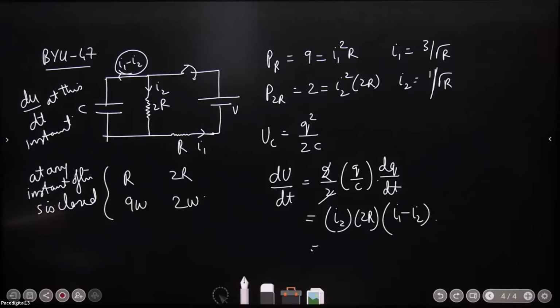Just apply work energy on the entire system. So there again, work done by battery is equal to power through R plus energy being added to the capacitor. And then apply KVL on the smaller loops to get V in terms of R. Not an issue. Fine, perfectly.